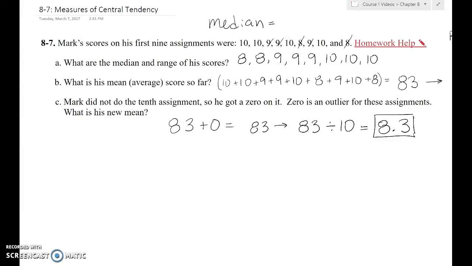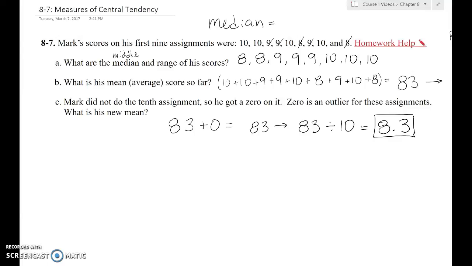All right, problem 7 from chapter 8 talks about measures of central tendency. So we were given some data, Mark's scores on the first 9 assignments that he had done. I just went through and rewrote them and was putting them into order from least to greatest. Not a bad idea if we need to find the median, which is the number that's in the middle of the data. So what's his middle score? Not his highest, not his lowest, so what's in the middle?